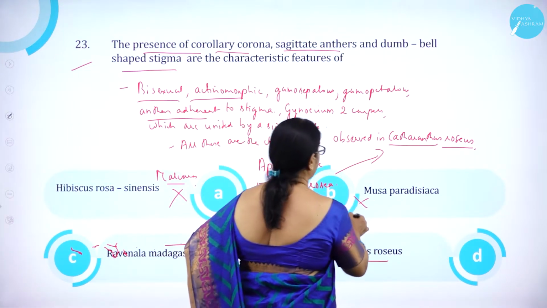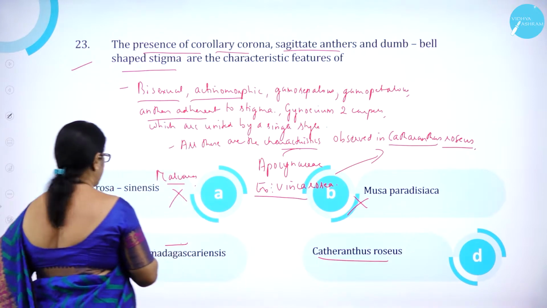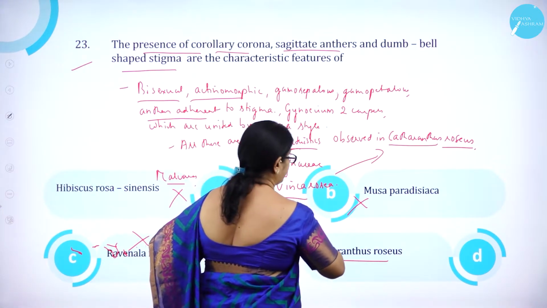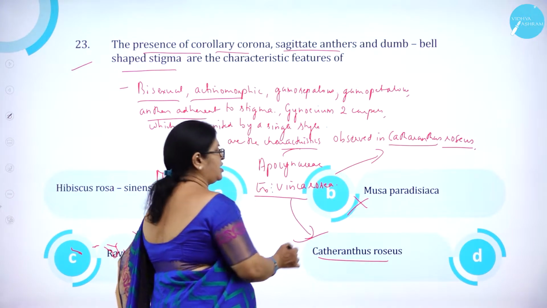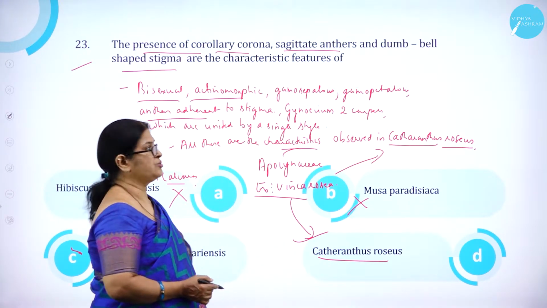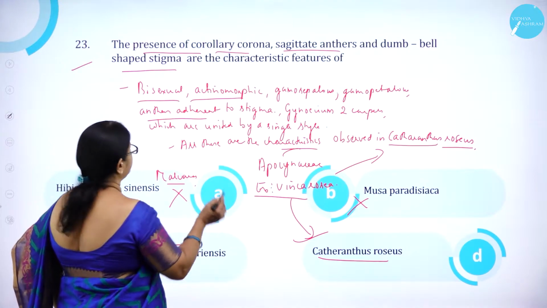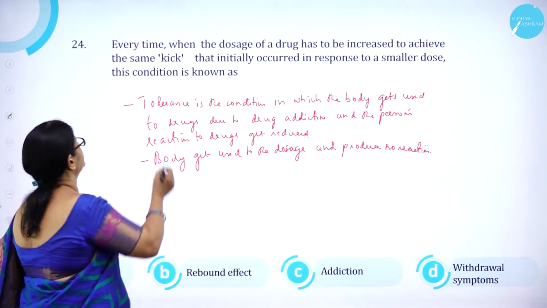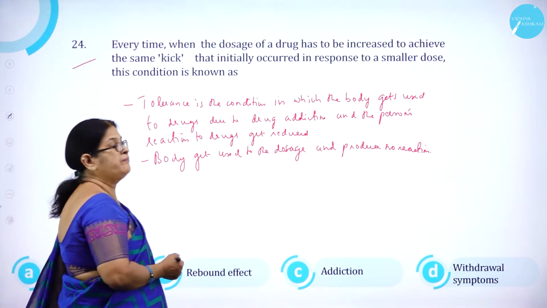Option B, Musa paradisiaca is wrong. Option C, Ravenala madagascariensis is wrong. Option D, Catharanthus roseus. So Vinca rosea is also called what? Catharanthus roseus. So option D is correct. Moving on to question number 24.